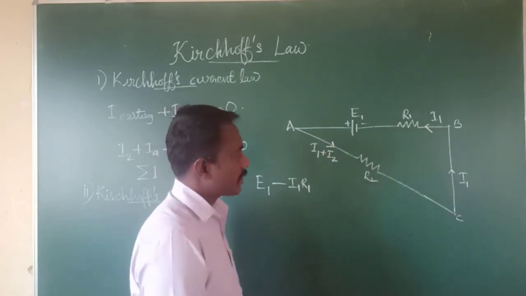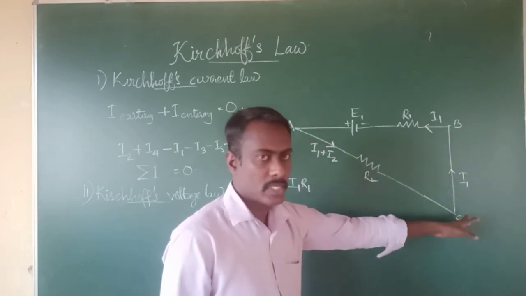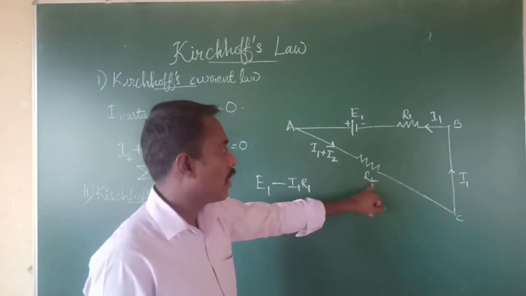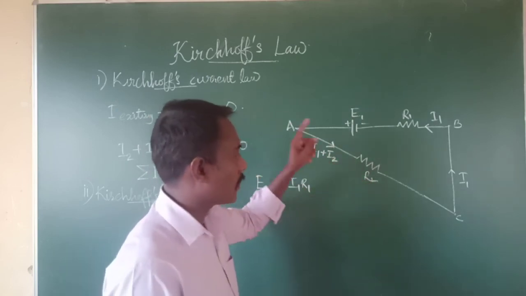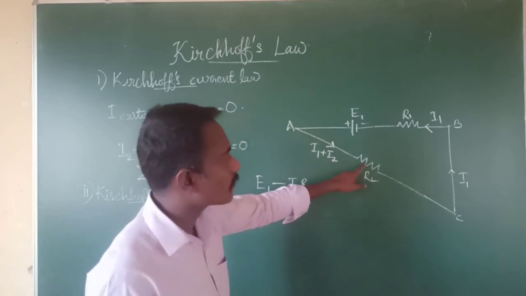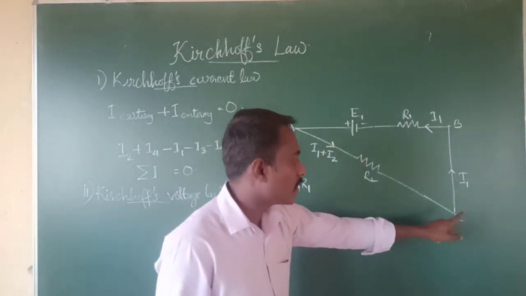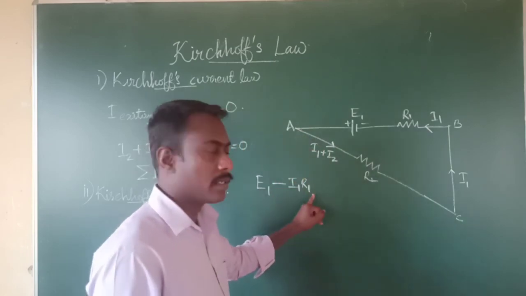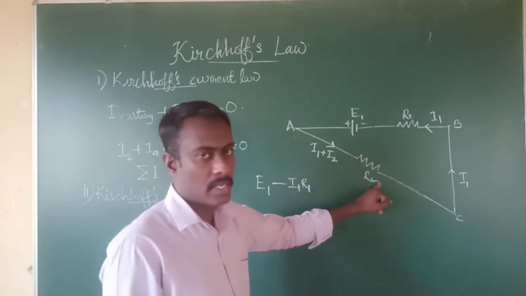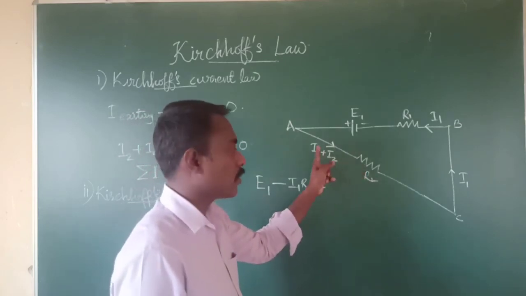Then next is another resistance. Now we are moving from B to C. There is no resistance. From C to A, another resistance R2 is connected there. What is the direction of electric current flowing through this resistance R2? It is from A to C. But we are traversing from C to A. So what will be the sign of the potential across the resistor R2? That will be minus. Then V is equal to I into R.